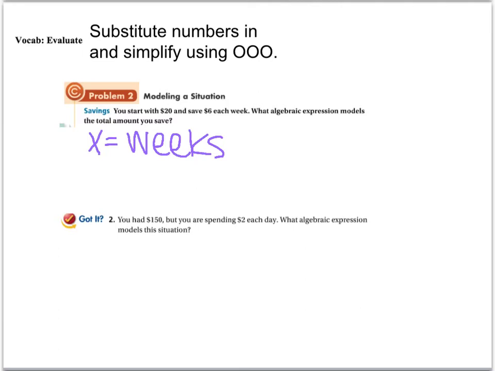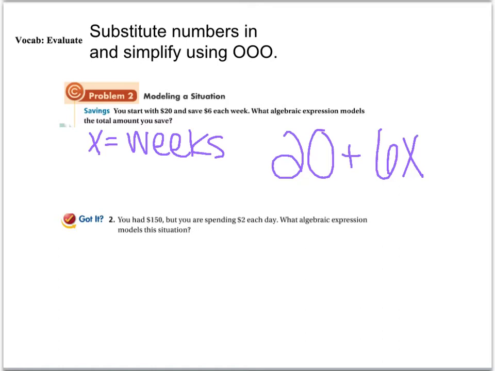And who can give me the expression? Start with $20, save $6 every week. Jess? 20 plus the quantity of 6x. Or 20 plus 6x. Yeah. And since you're multiplying, order of operations would indicate that you have to multiply before you add 20 anyway, so we don't really need parentheses here.